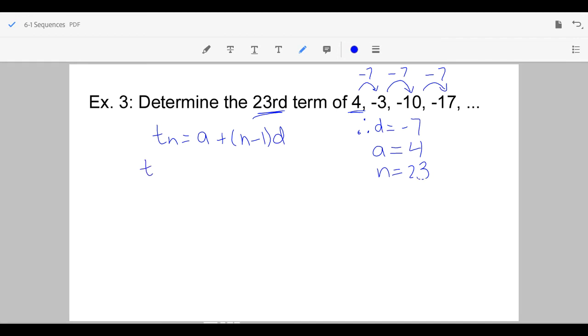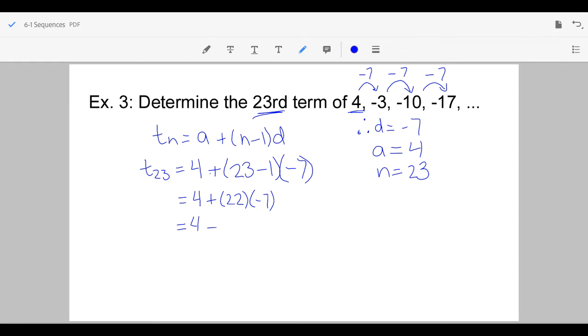We're looking for term 23. We know that a is 4. n is our term number, so 23 minus 1. And we know d is negative 7. Very, very important to put brackets around it. If we don't put brackets around our negative 7, it looks like we're subtracting 7 from everything in front, and that is absolutely incorrect. Do not forget those brackets. Then we're just going to simplify this. So 4 plus 22 times negative 7.